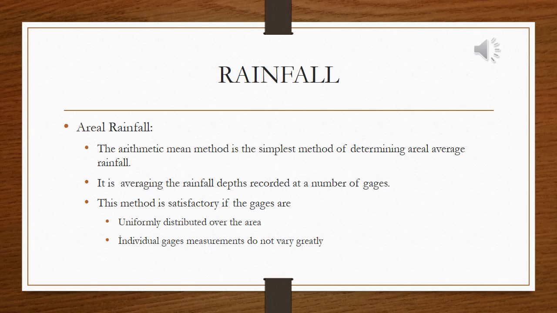It is averaging the rainfall depths recorded at a number of gauges. This method is satisfactory if the gauges are uniformly distributed over the area, so that each of them takes the same portion of the area, and individual gauge measurements do not vary greatly. So if one of them is, let's say, 5 millimeter and the other one is 50 millimeter, this method is not valid, so we need to apply the other methods. But if it is 5 millimeter and the other one is 6 or 4 or 7, it is fine.